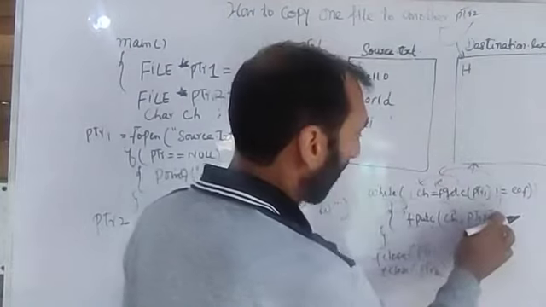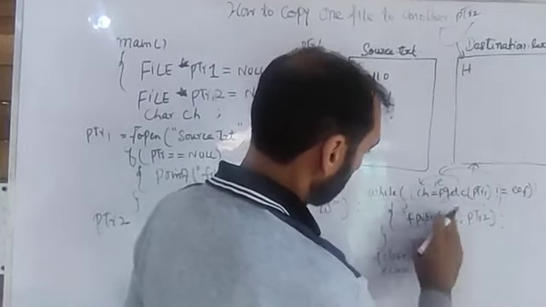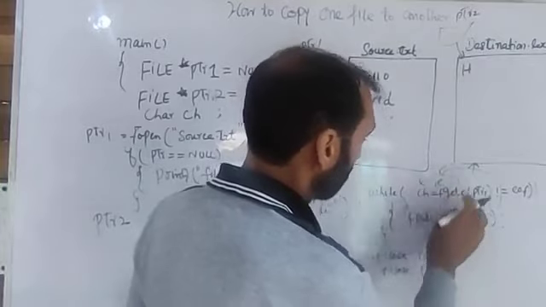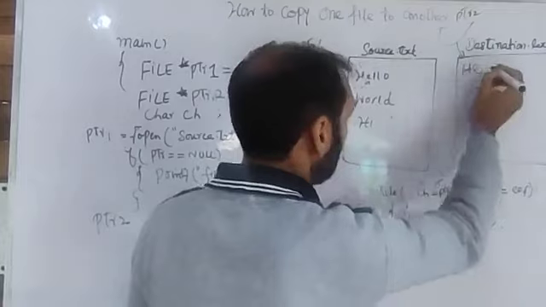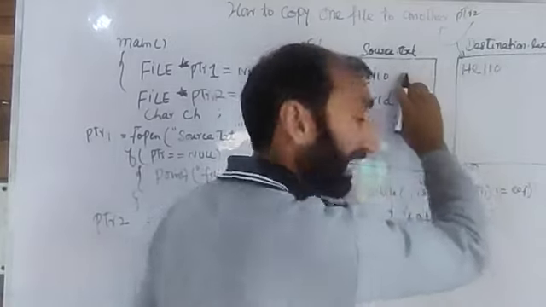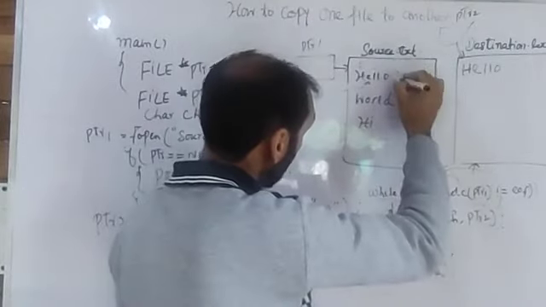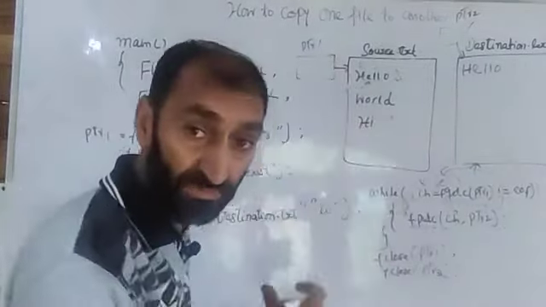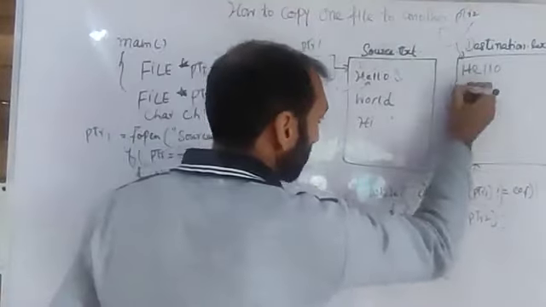E is not the end of file, so the condition is true. It will put ch. Ch now contains e, so through ptr2, e will get written. And now l, after that the next l, after that o, and then there is the enter. We call it the new line character. What is the working of the new line character? The new line character takes the file pointer to the next line.